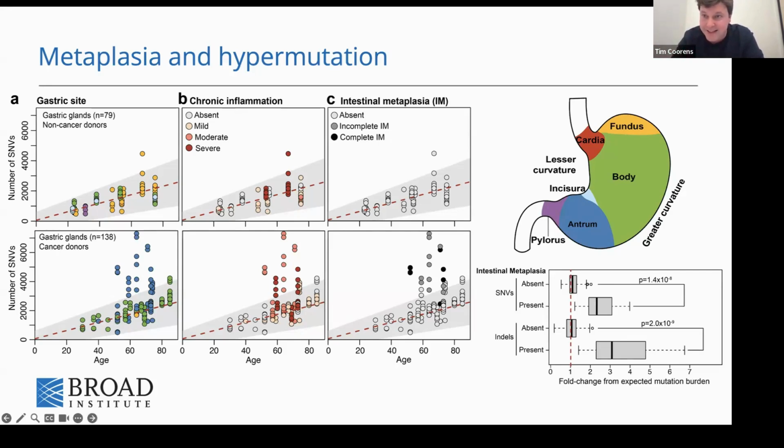And if you look at those glands with and without metaplasia, which is plotted over here, you can see that there's a very sharp increase in the number of SNVs that they have compared to their expected burden. So basically the distance to this dashed line, which is true for both single nucleotide variants and for short insertions and deletions.